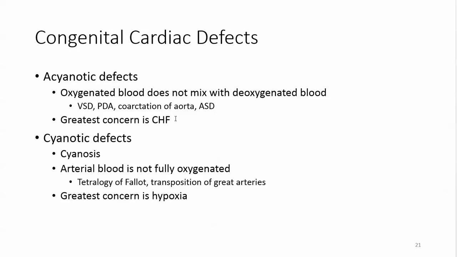The cyanotic defects, of course, they have cyanosis, and the arterial blood is not fully oxygenated. So you'll see that in tetralogy of Fallot and transposition of the great arteries. Now, the greatest concern with cyanotic defects is hypoxia. They're not getting the oxygen that they need.